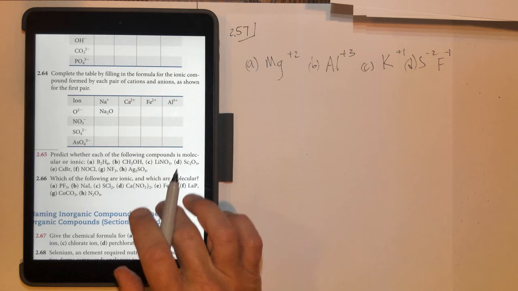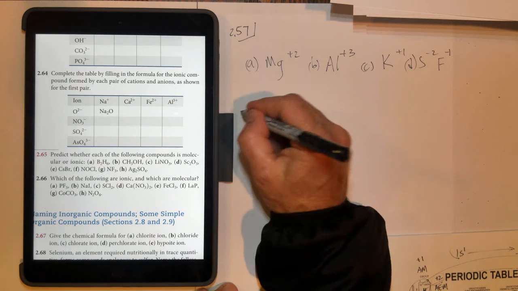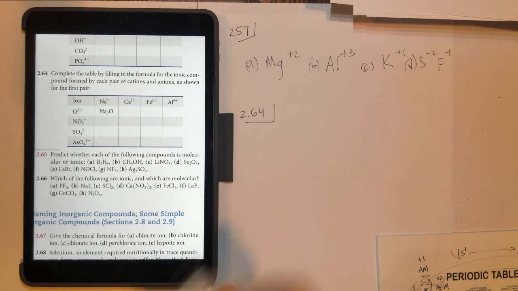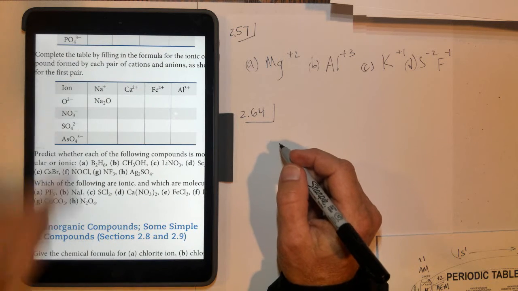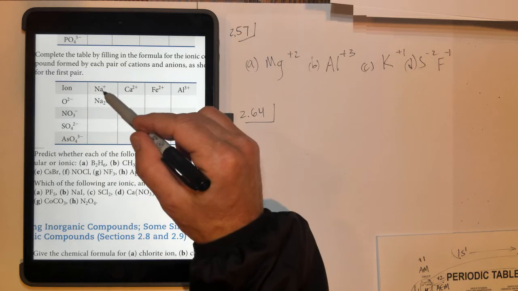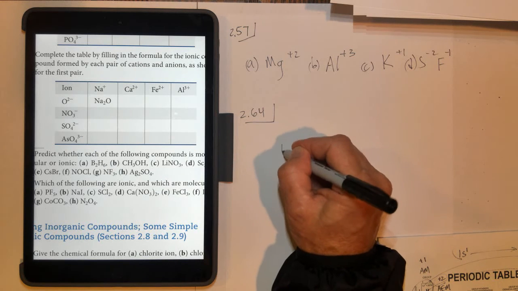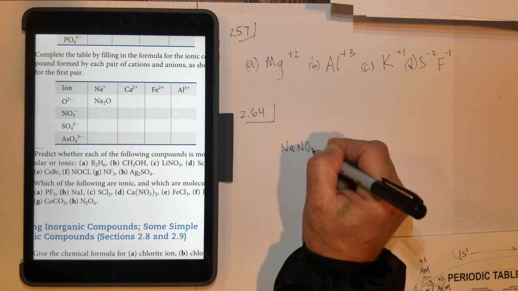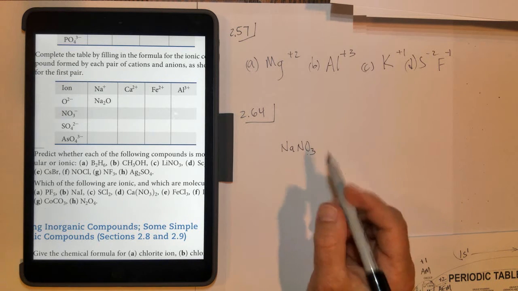64 says complete the table by filling in the formula for the ionic compound formed by each pair of cations and anions as shown in the first pair. So you can see here sodium and oxygen went together to make Na2O. So the next one would be sodium and nitrate. You'll notice sodium's positive 1 and nitrate's negative 1, and so we'd end up with NaNO3. Notice how I always put the cation first. The positive ion goes first, then the anion.